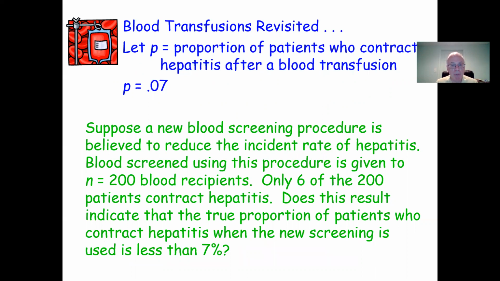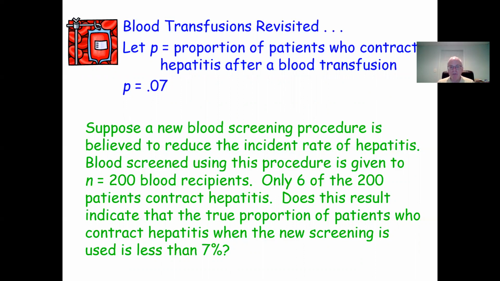Suppose a new blood screening procedure is believed to reduce the incident rate of hepatitis. Blood screen using the procedure is given to 200 blood recipients. So that's our sample size. N is equal to 200. Only 6 of the 200 patients contracted hepatitis. Well, 6 divided by 200, if we do the math, anybody know the answer to that? Is that 0.03, maybe? I think so.